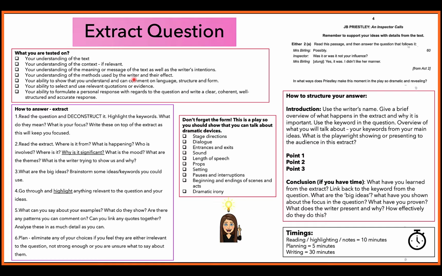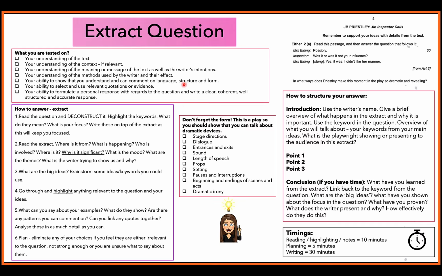Understanding the methods used by the writer and the effect that these have, why they've been used, what the effect on the audience is. So do remember that there is an audience here, not a reader. And I've just put some of the different dramatic devices here that you can talk about. Obviously you can do your language analysis as well, but these are specific to the form, which is a play, so don't forget to utilise these. Show that you can comment on language, structure and form. So down here, this is where everything is relevant to the form.